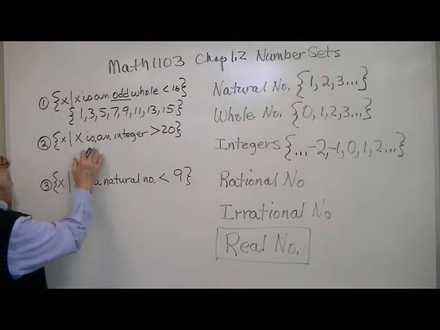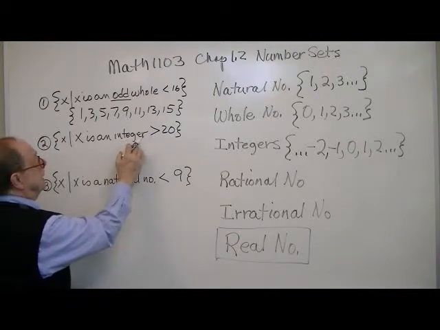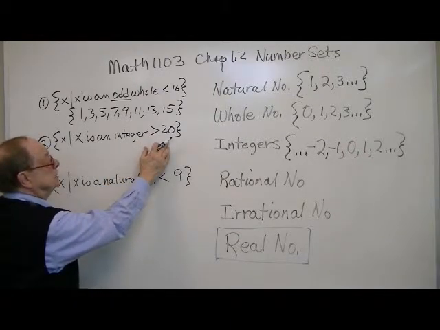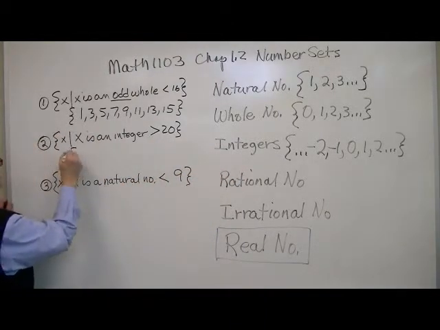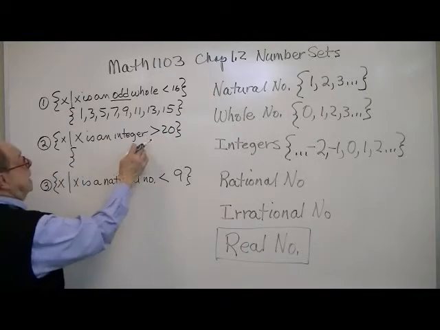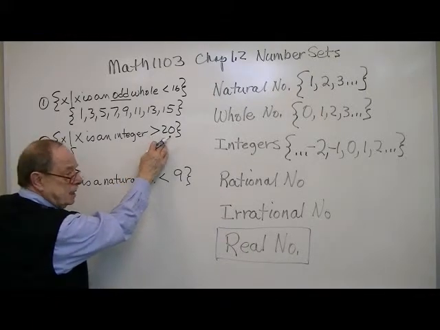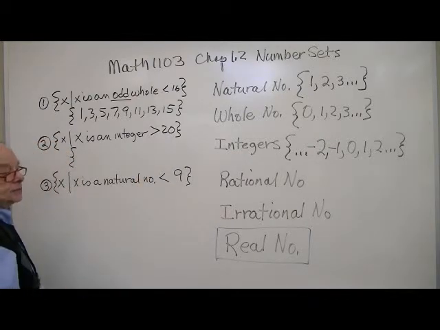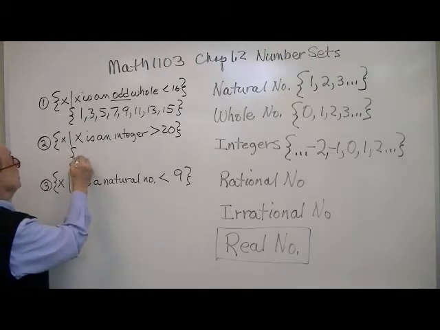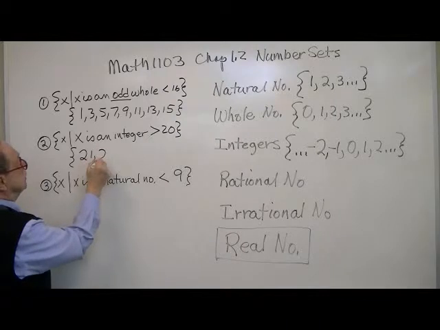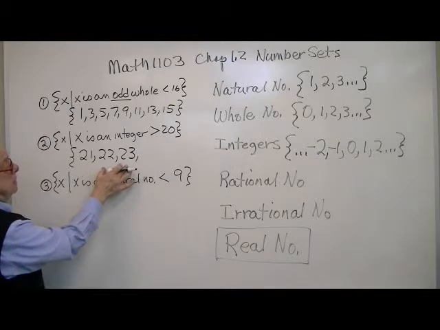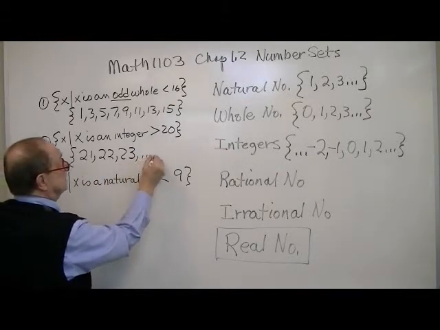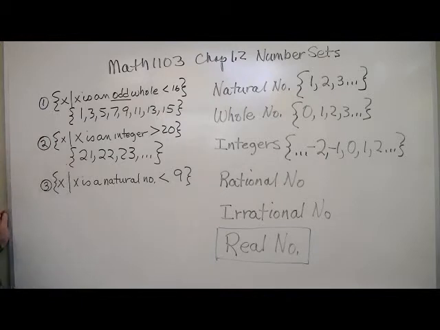Okay, the next one, x is an integer that's greater than 20. So we go to our integers, put our brace. Now, since it's greater than 20, is 20 included in the set? No. So we start with 21, 22, 23. Now we've set up a pattern, so we can use our ellipsis, and that's how we would write it.